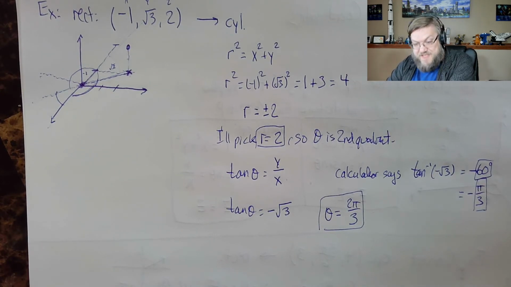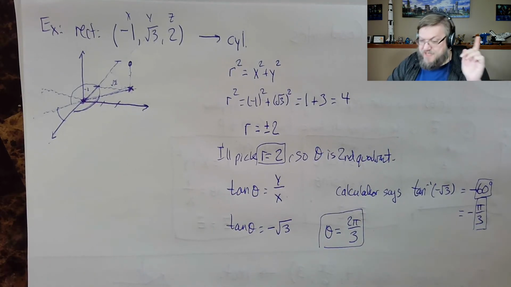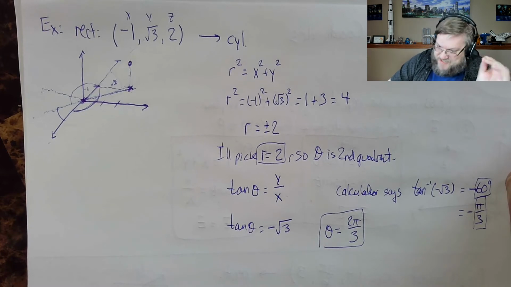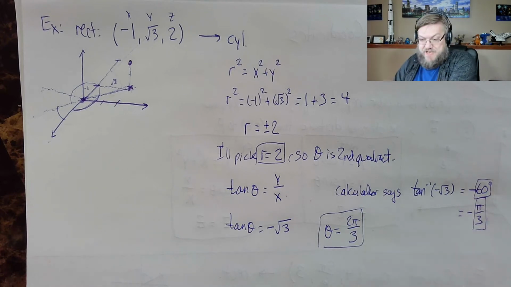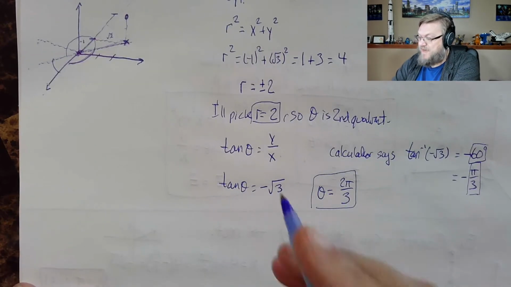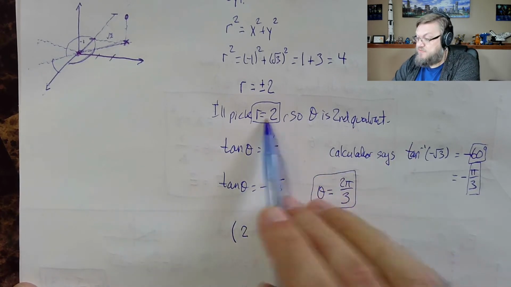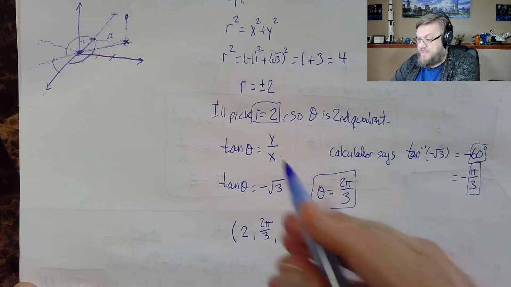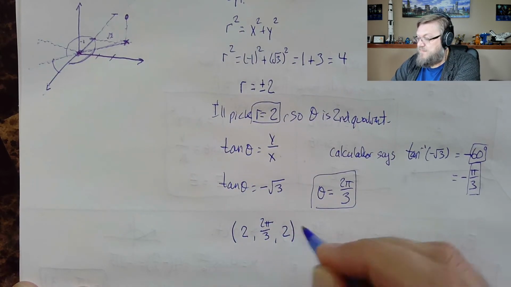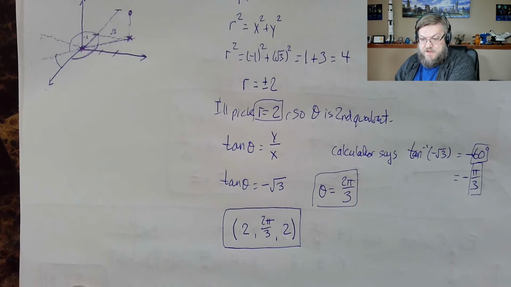So this one is tricky, but it doesn't seem like it's tricky. It seems like, oh, I just plug into some formulas. But the trig can get you a little tricky because there's this quadrant ambiguity, right? So let me recap everything that we've done here. My final answer here in cylindrical is 2, comma, 2 pi over 3, comma, whatever the z is. The z is 2. That is one possible correct answer. Okay.